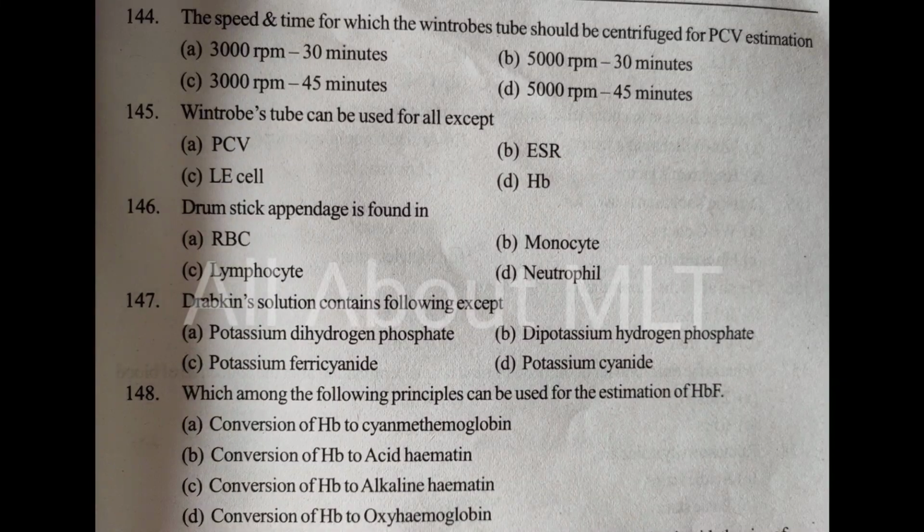Which among the following principles can be used for the estimation of HbF? Option A conversion of Hb to cyanmethemoglobin, option B conversion of Hb to acid hematin, option C conversion of Hb to alkaline hematin, option D conversion of Hb to oxyhemoglobin. And the answer is option C conversion of Hb to alkaline hematin.